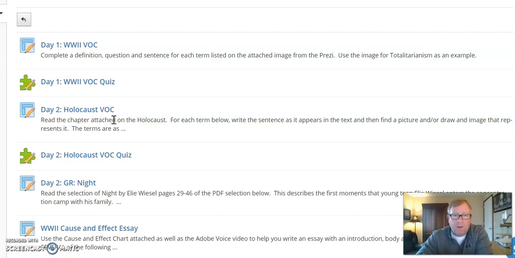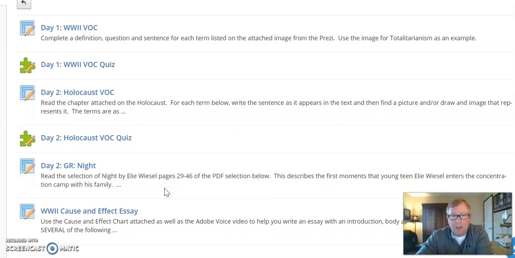So in this first week here, first day, you're going to do a little vocab, World War II, and a quiz. This is a formative quiz. It'll be open kind of in the old way where you get 2 opportunities to do it. The second day, we're going to look at the Holocaust. So you're again going to have a vocabulary assignment with a quiz. And then there's a little bit of an extension on this with the idea of the guided reading assignment here on Night.